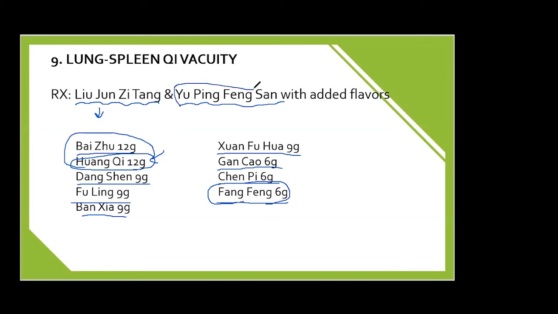So that's what we're talking about. We modified Liu Jun Zi Tang with Yu Ping Feng San and added other herbs here. So that's basically this formula. Mainly qi tonified, and Yu Ping Feng San specially goes to tonify wei qi.